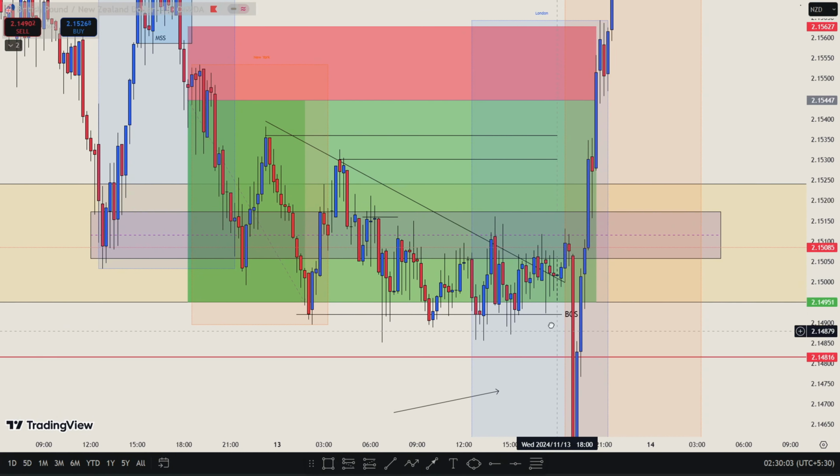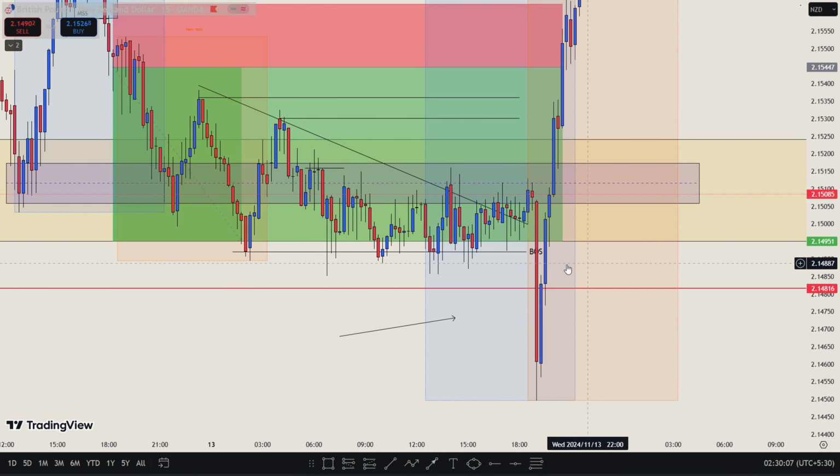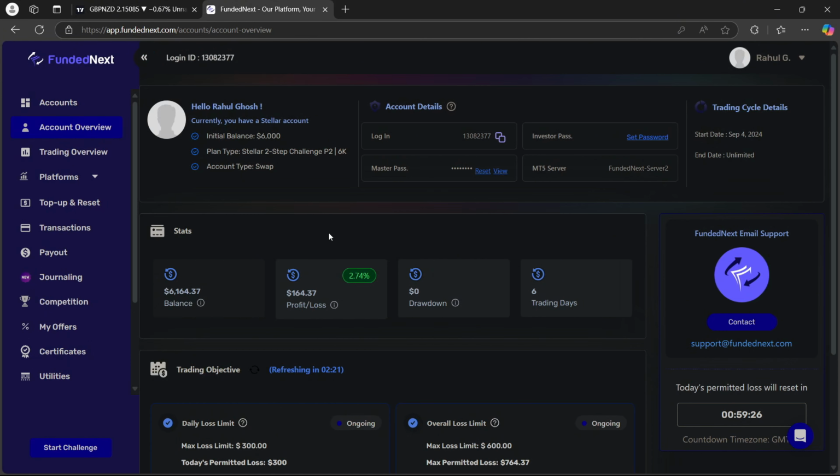As I closed my trade, there was something new. I hadn't checked Forex Factory, so the news could have taken me out. So yeah, now let's go to the funded account. I will show you the trade. As you can see, this is my funded next dashboard. So let's refresh this.